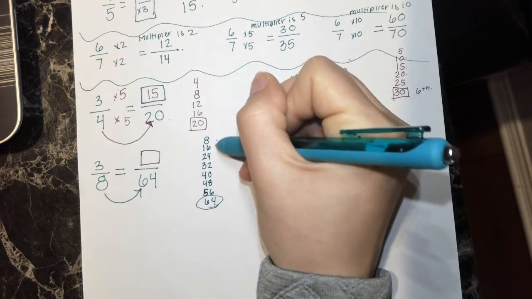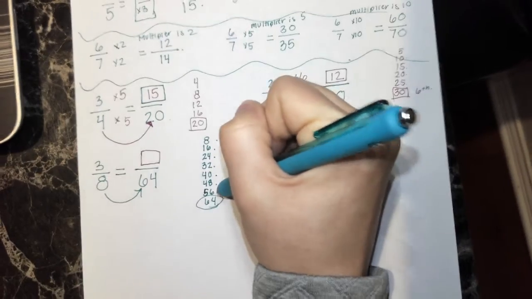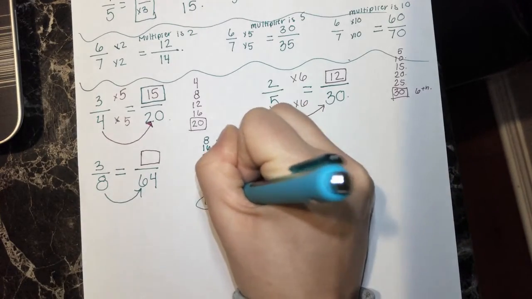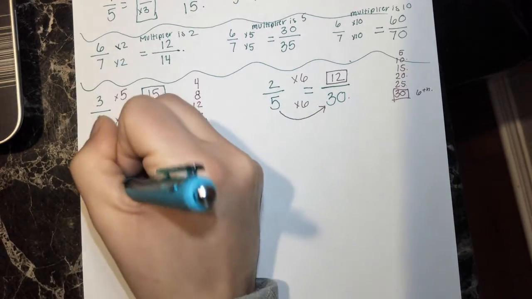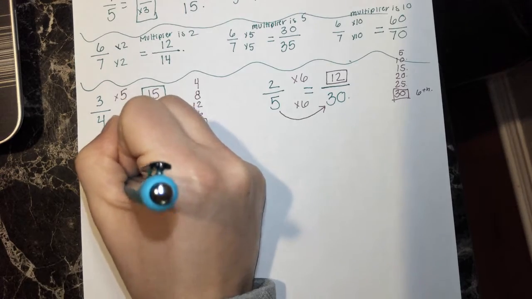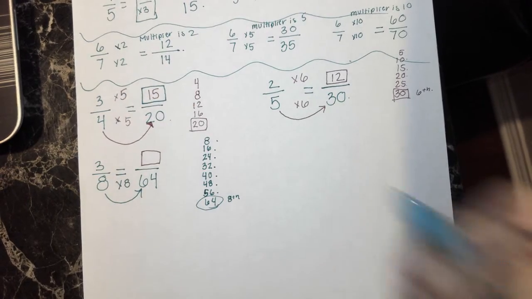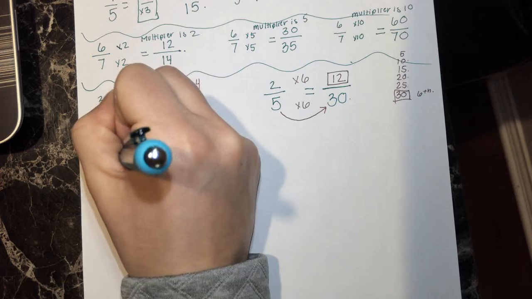Then I would count down. 1, 2, 3, 4, 5, 6, 7. This is my 8th number. That means my multiplier is 8. Okay, and when you do that, your multiplier needs to be the same on the top.